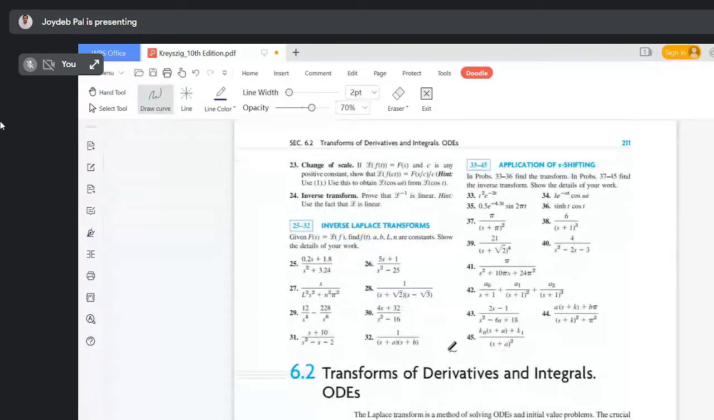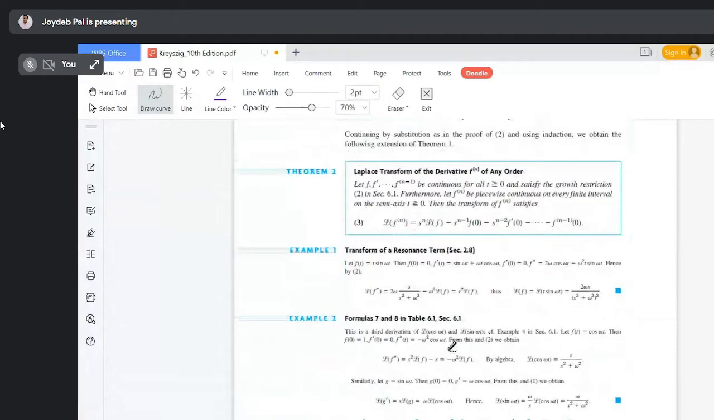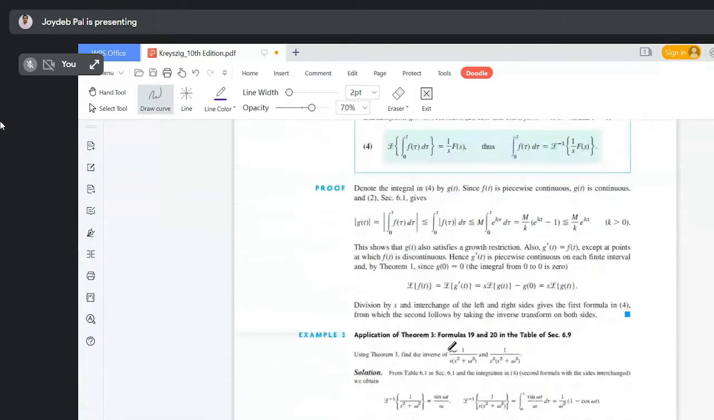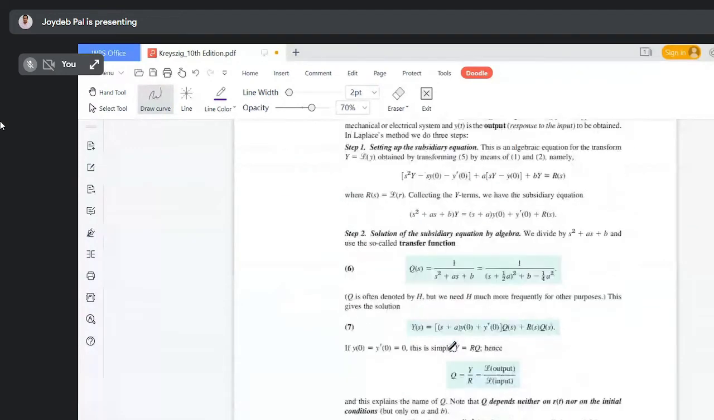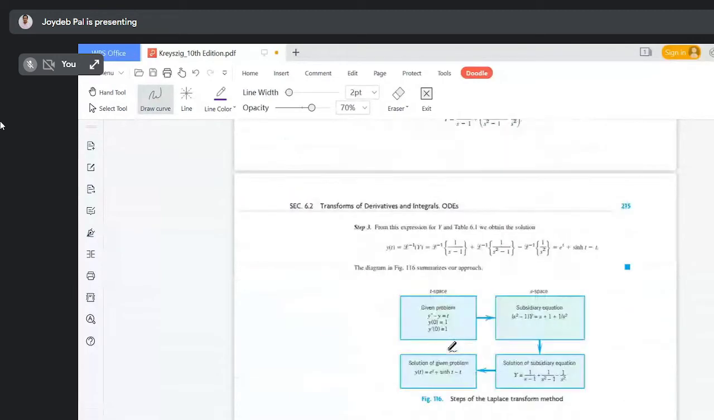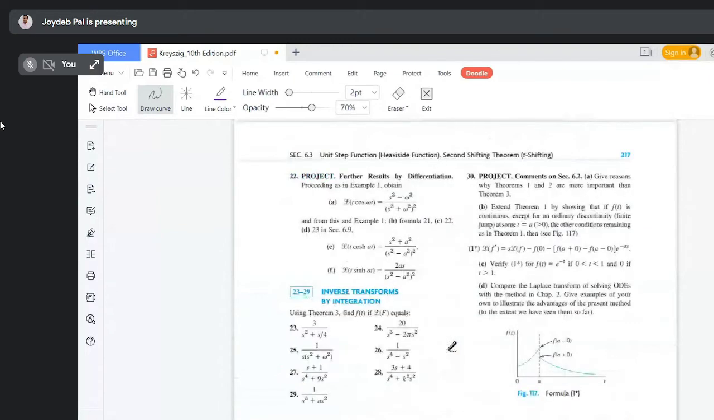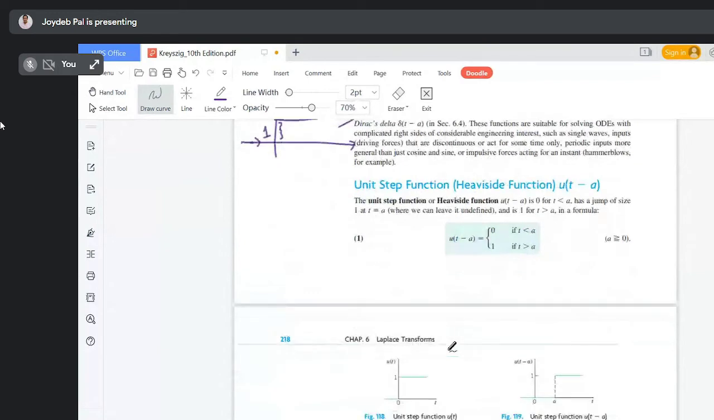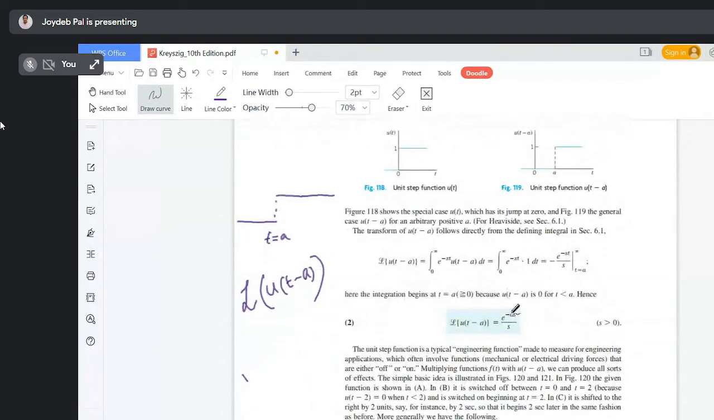like this derivatives formula, or this F(s) by s form, anywhere you can see F(s) which contains e to the power minus s related, nowhere. So from now on, because now we can see that the Laplace transform of the Heaviside function contains e to the power minus as term.